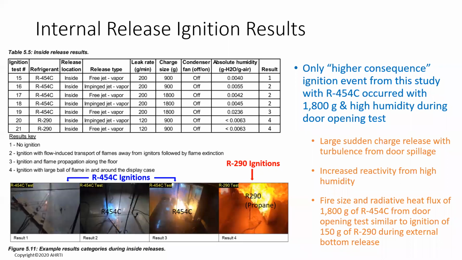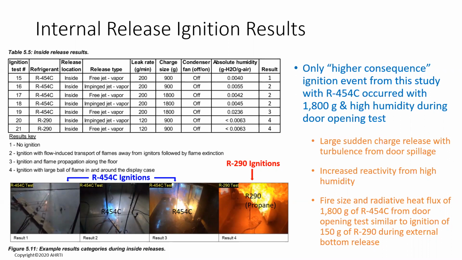And when we did that, we produced what's considered the only higher consequence ignition event with R454C in this study, and that's the result 3 that's pictured here. There, you were able to get an ignition that propagated along the floor, and some of the flames went back into the display case. However, this is significantly lower in severity than the propane ignition, which was result number 4, where you see the large ball of flame in and around the display case.